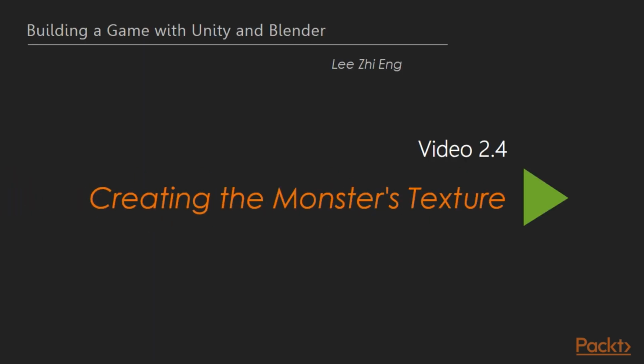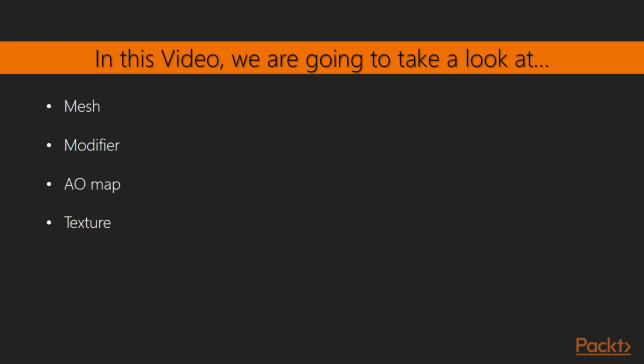Welcome to a new video in this section, Creating the Monster's Texture. In the previous video, we looked at unwrapping the monster's UV map. In this video, we are going to take a look at the mesh and then add a modifier. We are also going to export the AO map and create the texture.